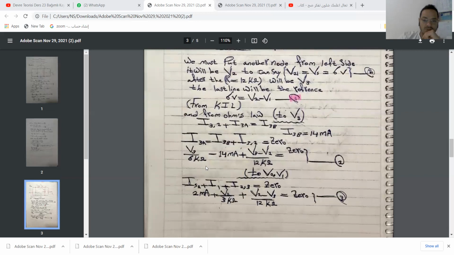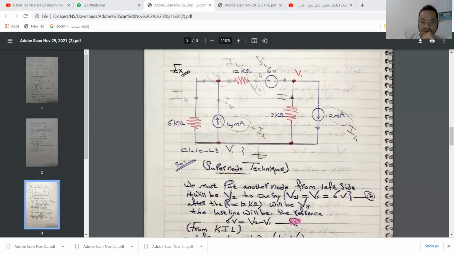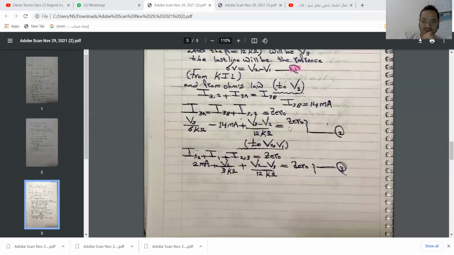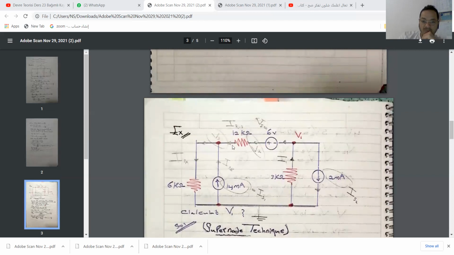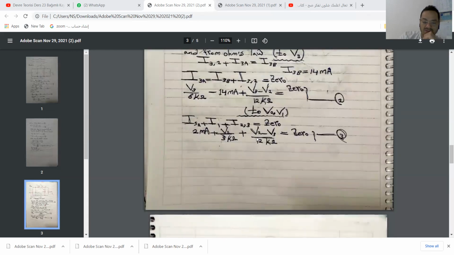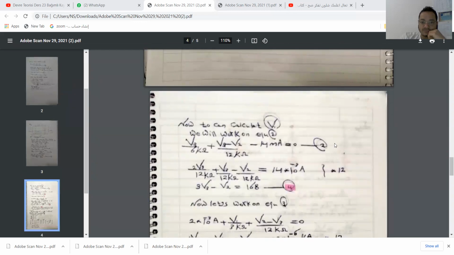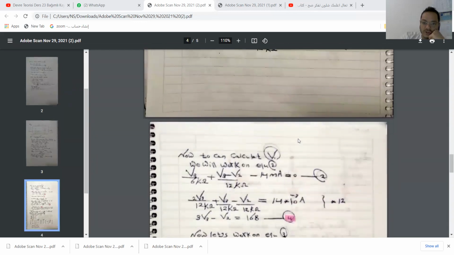Now let's work on the V2, V1 nodes. Like we see here, IS2 plus I1, the current direction from here, plus I23. I23 came from this side, because of that we can say IS2 plus I1 equals minus I23. After that, put it on one side to make the equation equal 0, like that. From Ohm's law it will be 2 milliampere plus V1 on 3 plus V2 minus VS on 12 kilo ohm equals 0.